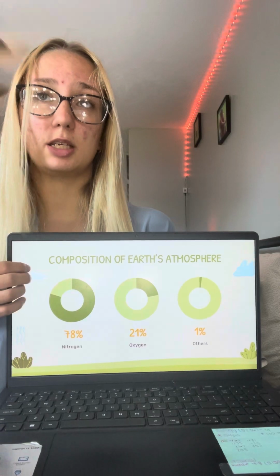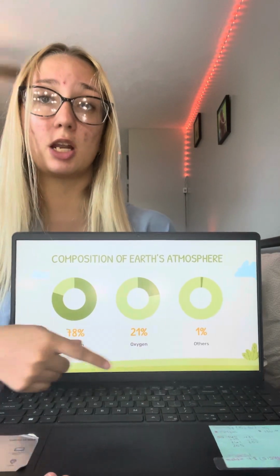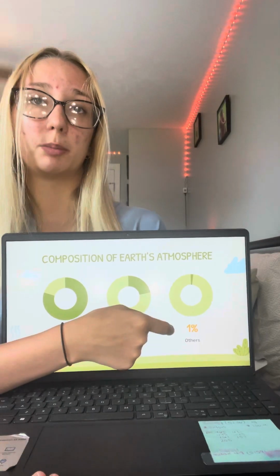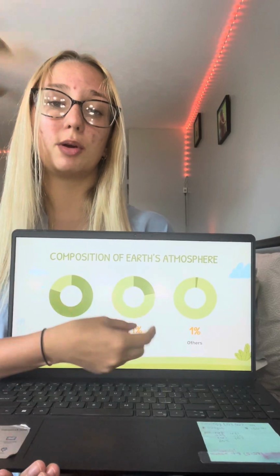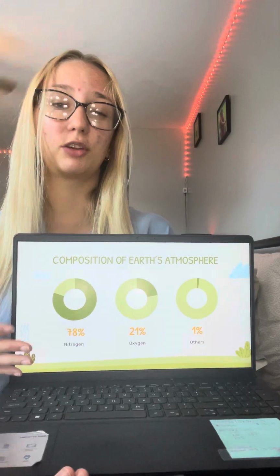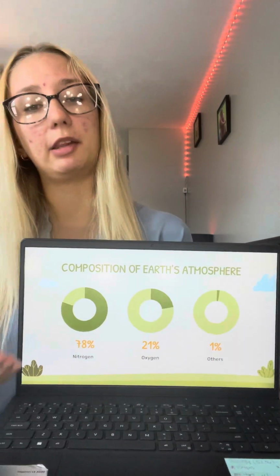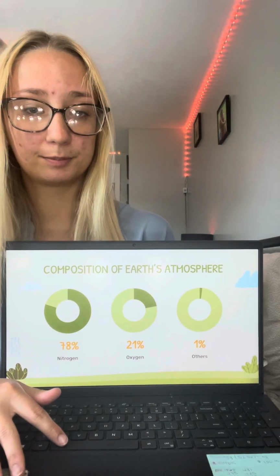And then you can see that the composition of Earth's atmosphere is 78% nitrogen, 21% oxygen, and 1% other. So this oxygen component here is what we're really going to be focusing on. And it's just good to know that there's other things within the Earth's atmosphere that we don't necessarily think of in our day-to-day life.